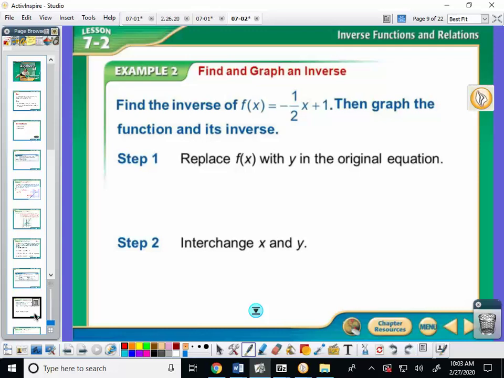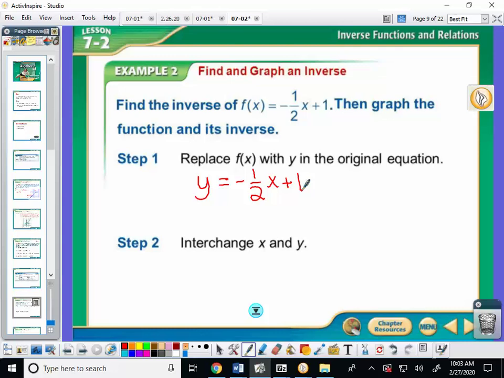Step 1, to find this inverse function, is to replace f of x with y. So I'm going to take out f of x, and in its place I'm going to put y. So y equals negative 1/2 x plus 1. That's step 1. And you can put it under step 1 there on your notes page.